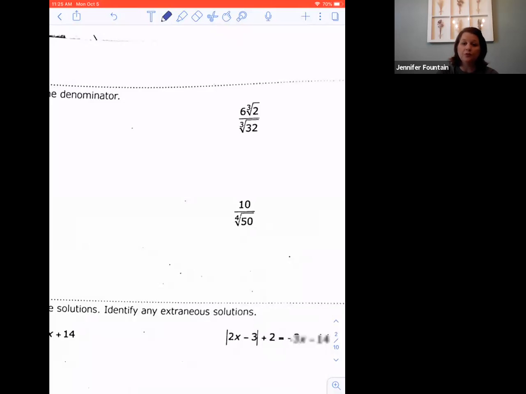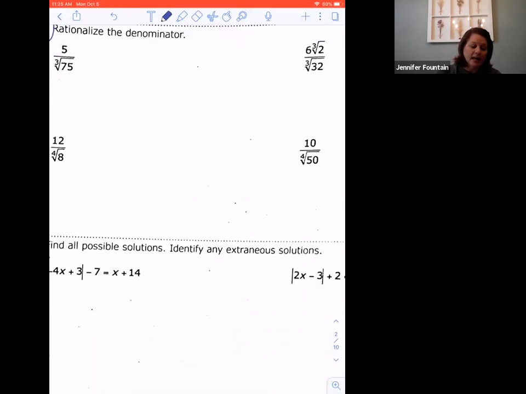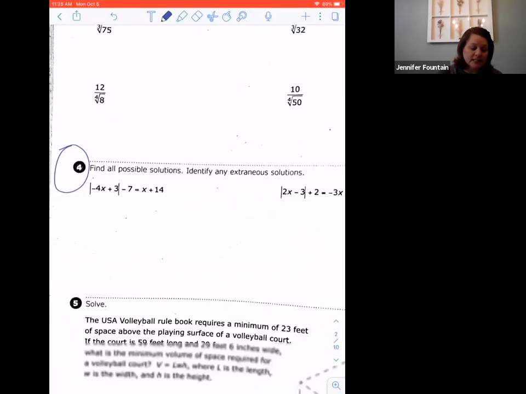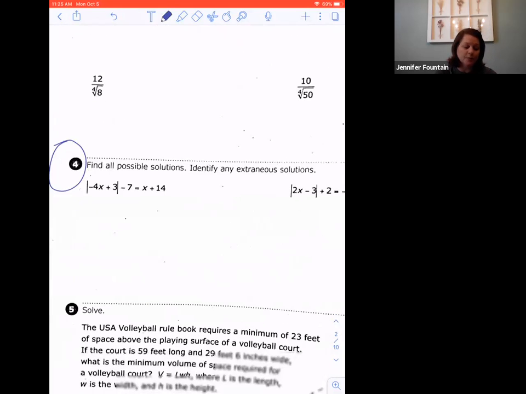Same thing with the other 2. I've got a cubed root and a 4th root. Now on this one, find the possible solutions, identify extraneous solutions, okay? This will be probably the last time you're going to have to identify extraneous solutions.